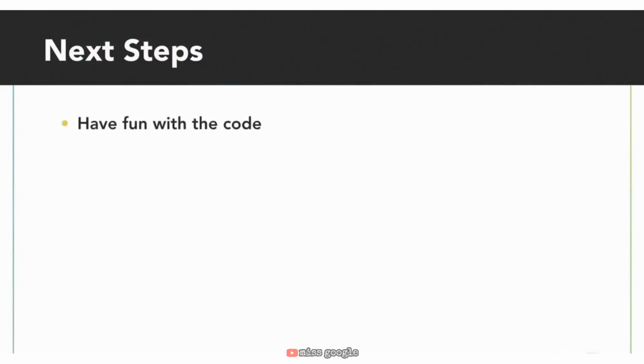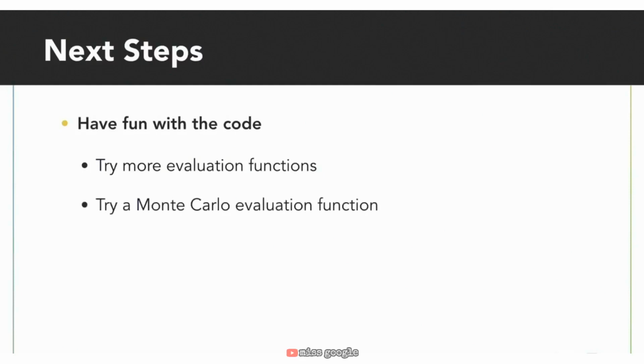Well, that's it for the course. We've gone through a lot of material, and there's so much you can still do to keep on learning. Here are some ideas for your next steps. Have fun with the code. You may try evaluation functions to see if you can get the cat to play better. You can also give the Monte Carlo evaluation function a try. Now, I understand that tweaking someone else's code can be difficult and tiresome, so you may want to implement a game of your own choosing.